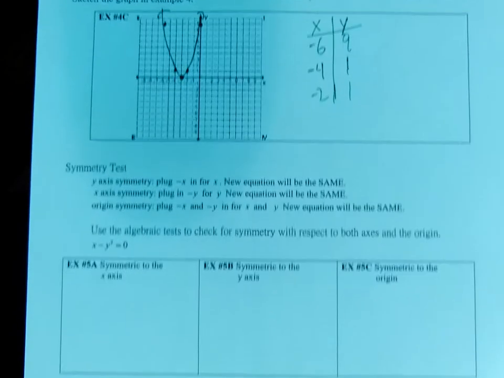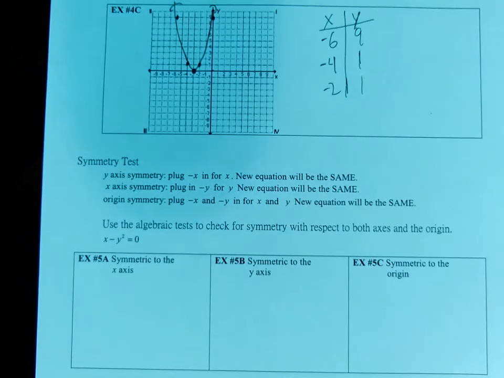For symmetry, if it has y-axis symmetry, if you plug a negative x in for x, the equation will be the same. In other words, the left and the right of the y-axis is the same. For the x-axis symmetry, plug negative y in for y, and the equation will be the same. And for the origin, you plug negative in for both, and the equation will be the same.